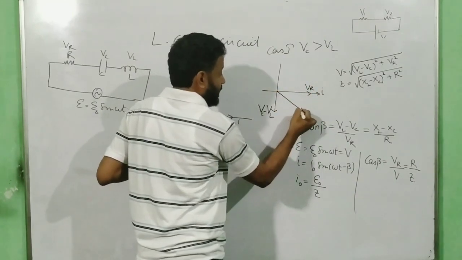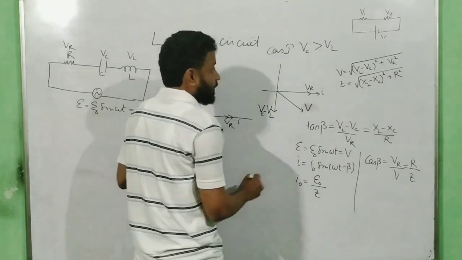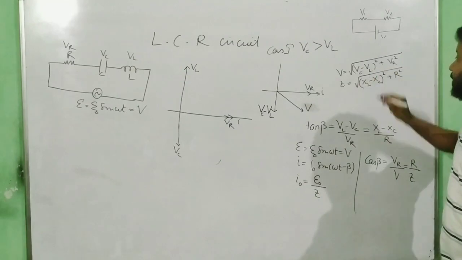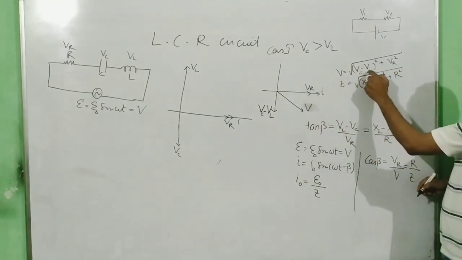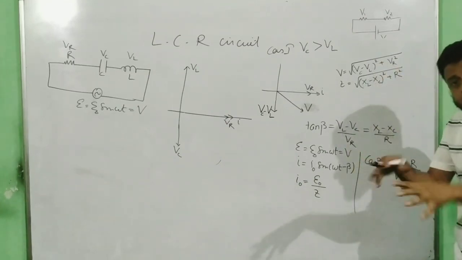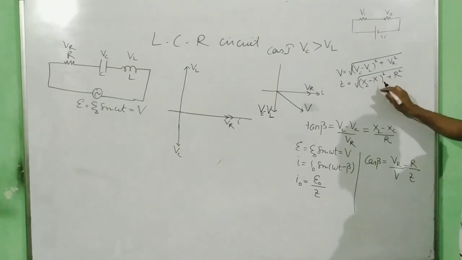So what is the resultant V? I have already made V, so it doesn't matter. The formula says VC minus VL, but even if you take VL minus VC, no problem because it's square. Even if you get negative, it will make it positive. So VC minus VL, and this will be your XC minus XL over here.